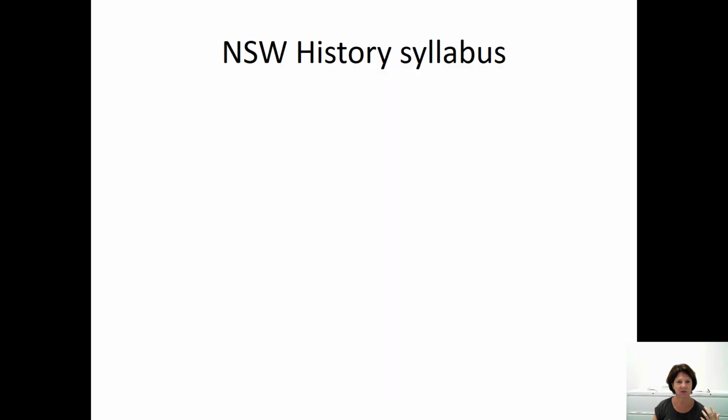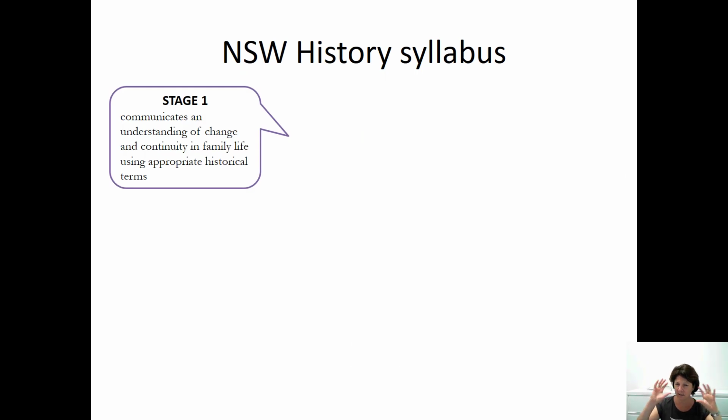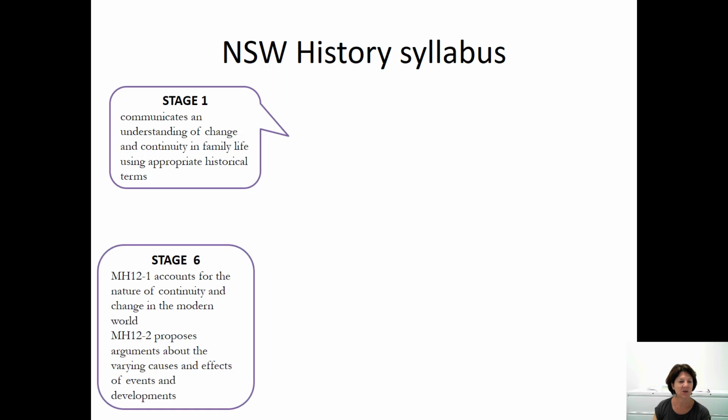If I just show you history just for a minute, and this is what, when you start to look at your syllabus, you might be able to do the same sort of tracing through. At stage 1, we're communicating. There's communication, so we've got literacy happening here. We're communicating an understanding of change and continuity in family life. By the time we get to stage 6, we're still communicating about continuity and change, but now we have to account for this and we propose arguments about the cause and effect.